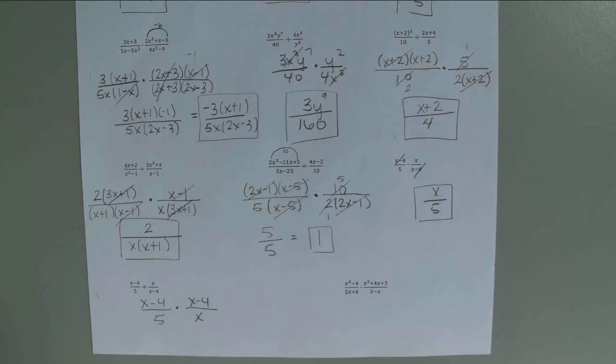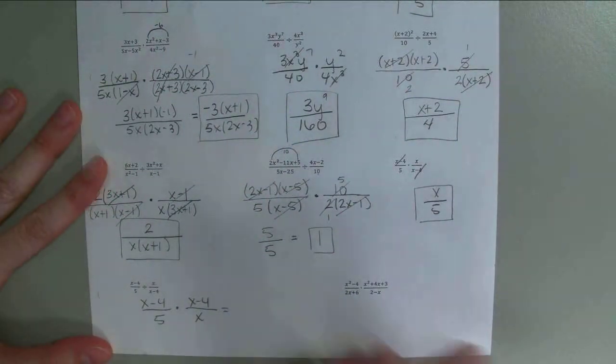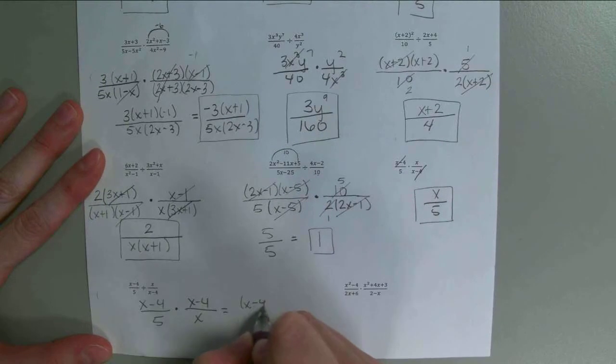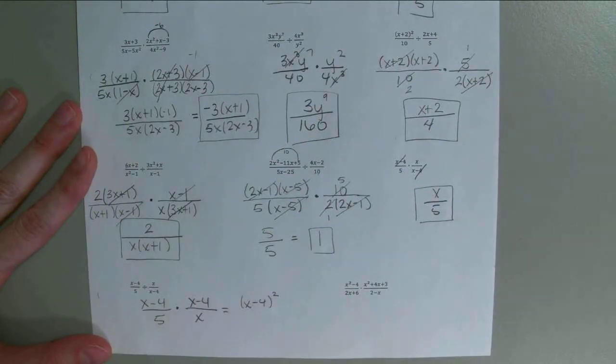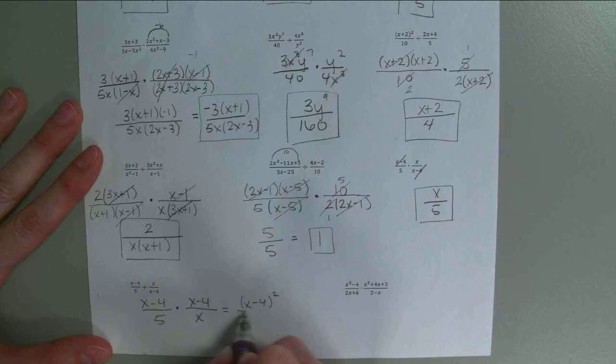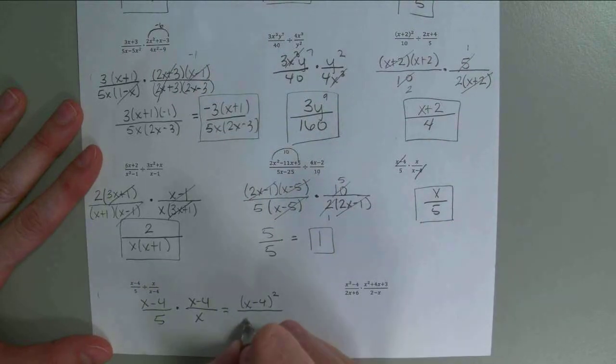So remember, this x is not really an x. That's x take away 4, okay? So this could be 9. So that's like 9 minus 4 is 5 over 9. It doesn't cancel. So what you do is you just multiply straight across. But what do you get when you take x minus 4 times x minus 4? You can write it as x minus 4 squared. All right? And on the bottom, what are we left with? 5x.